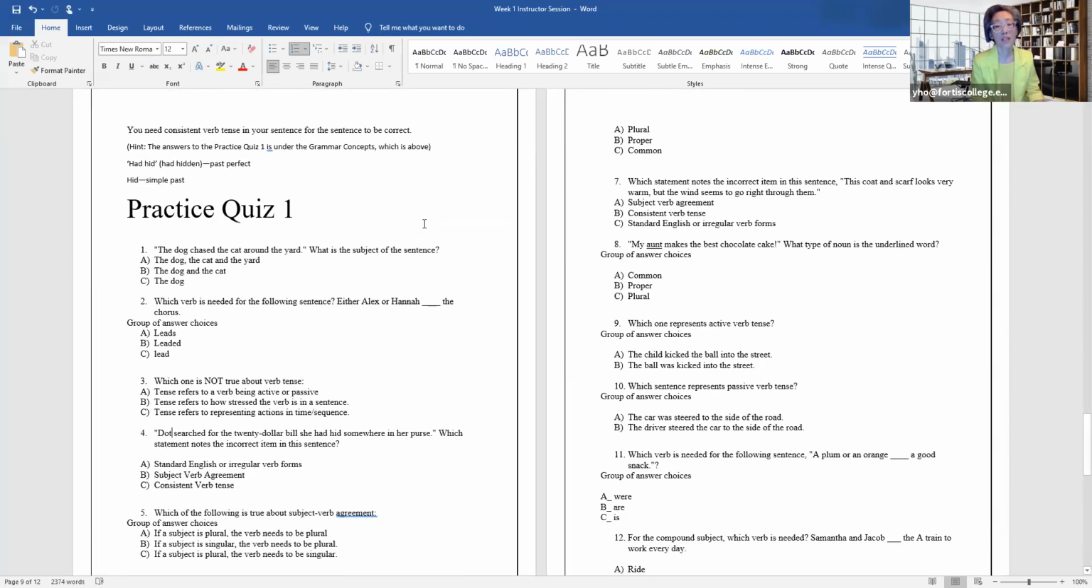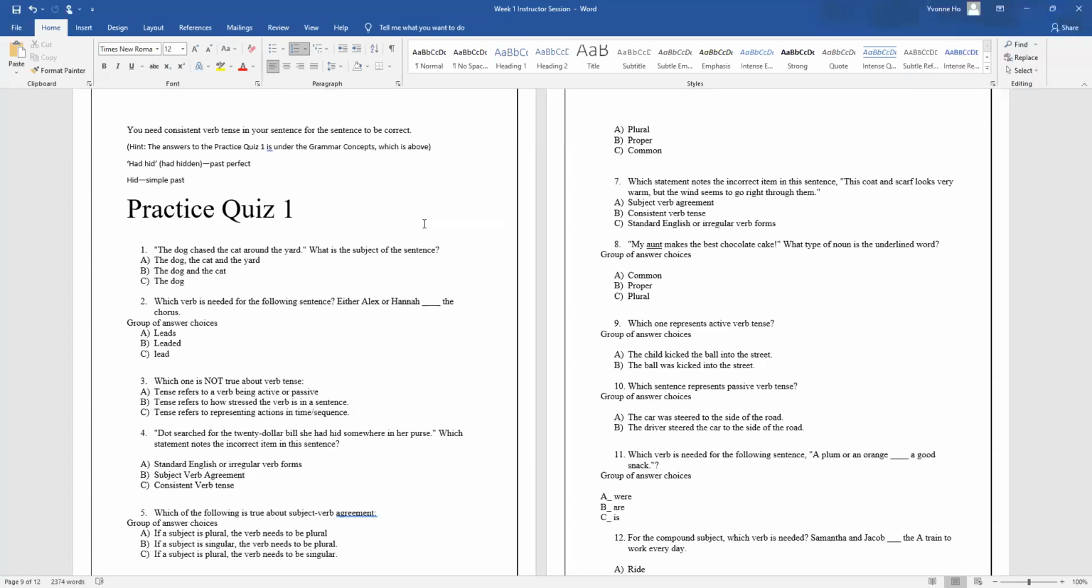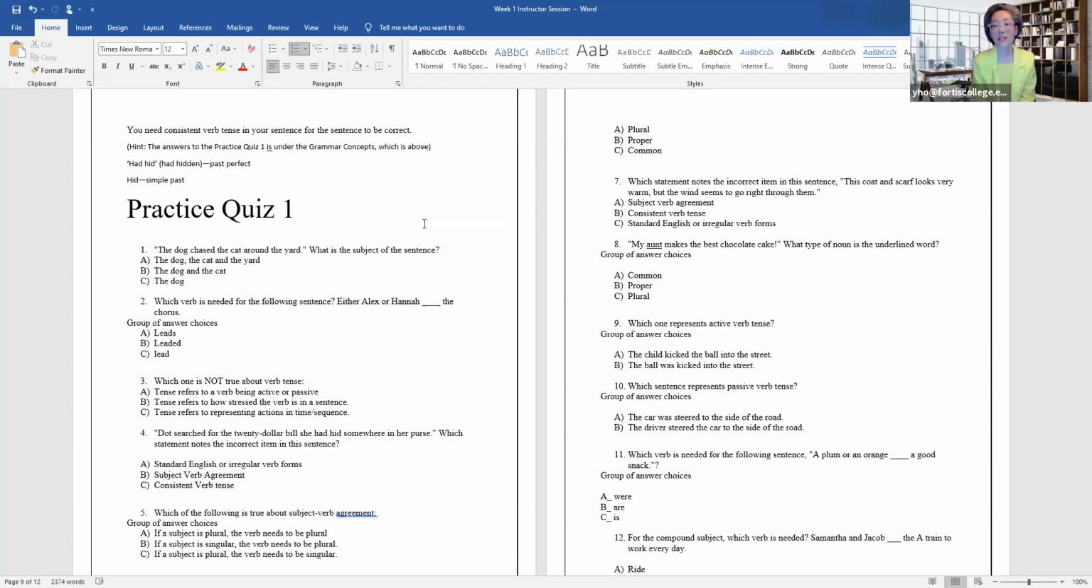Janet earned first place in the poetry competition. What kind of noun is this? Plural, proper, or common? Janet, as a reminder. B, correct. Which statement notes the incorrect item in this sentence? The coat and scarf looks very warm, but the wind seems to go right through them. Is it A, B, or C? Anyone? Subject verb agreement. Excellent, yes.